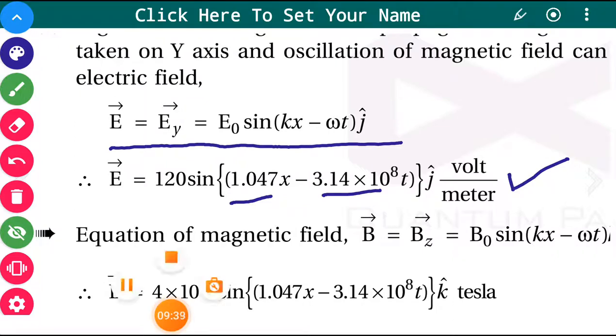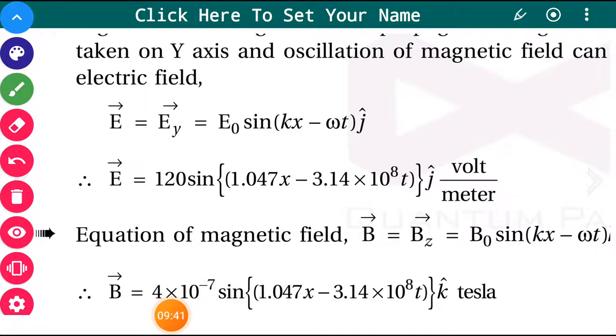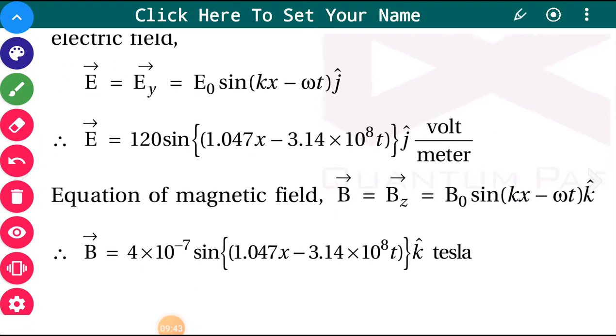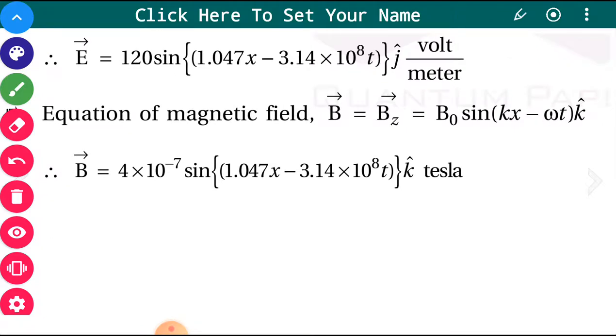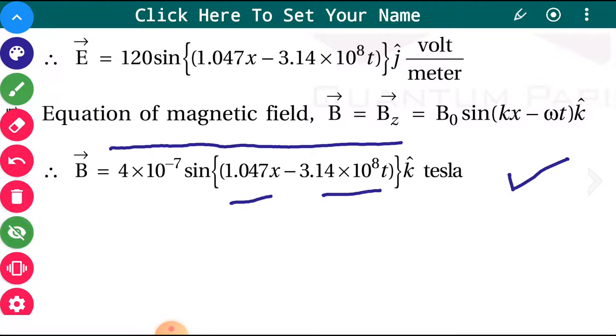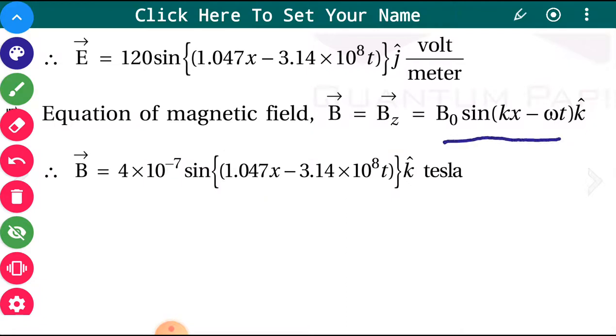Similarly, for the magnetic field we can easily write the equation of oscillation. It is in the z direction, so B is equal to Bz, that is B0, the maximum value of the magnetic field, B0 sine (kx minus omega t) k cap. Again write those values. Value of B0, you have to write the perfect unit, you write Tesla. So that will give you the equation of the magnetic field.